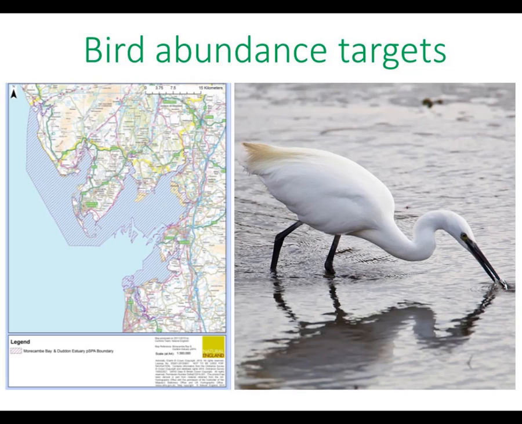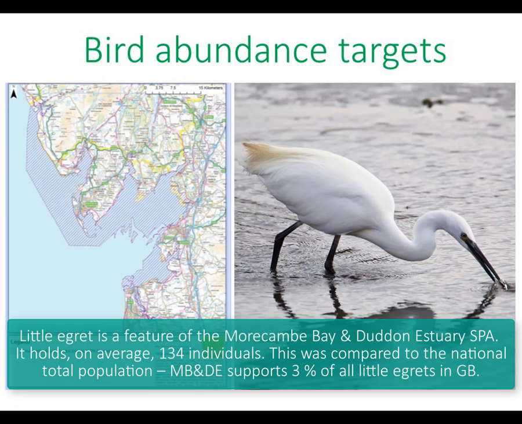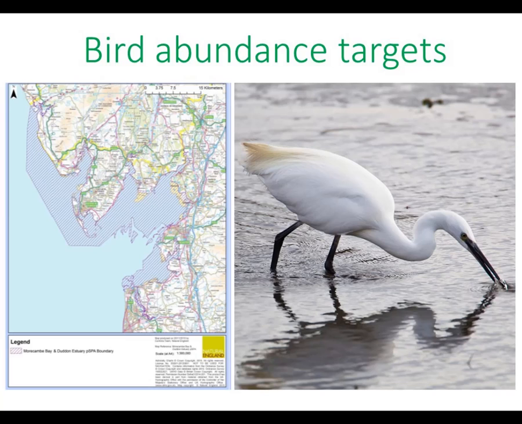SPAs are classified according to the number of birds held by the site. Each SPA has been selected by comparing numbers on a site with the relevant wider population total. For example, little egret is a feature of the Morecambe Bay and Duddon Estuary SPA because, on average, it holds 134 individuals. This was compared to the national total population, and Morecambe Bay and Duddon Estuary SPA supports 3% of all little egrets in Great Britain.